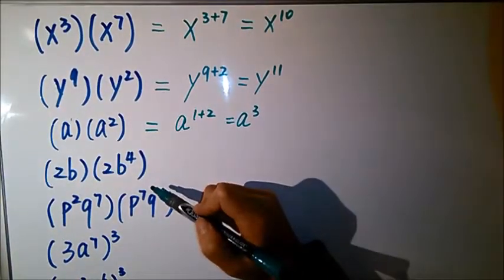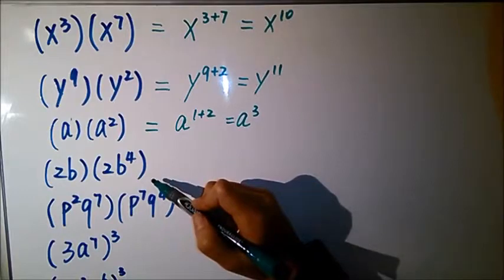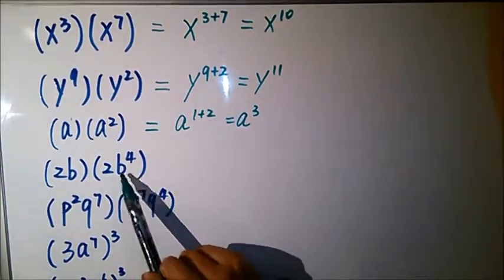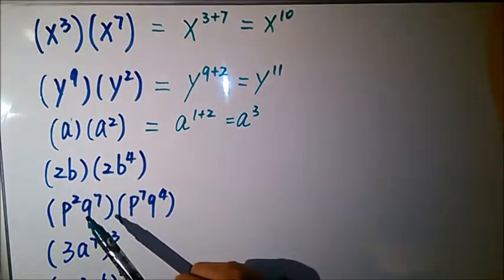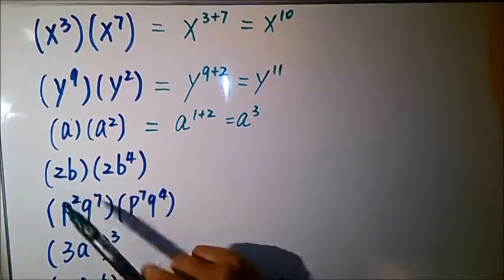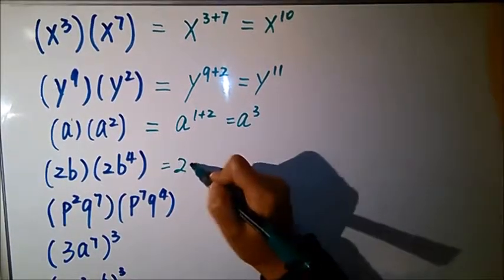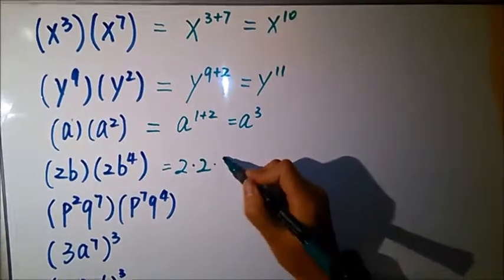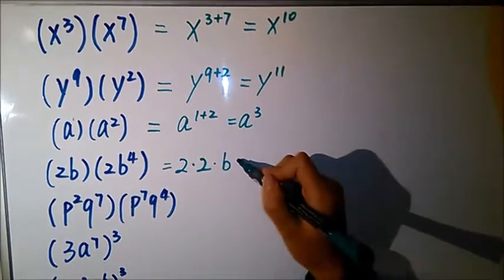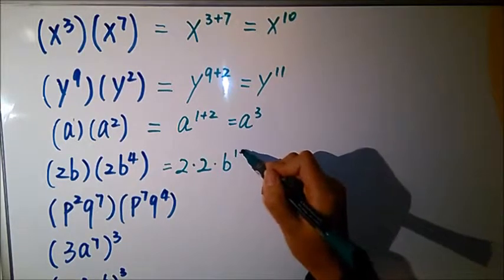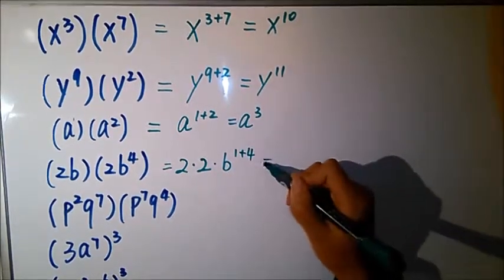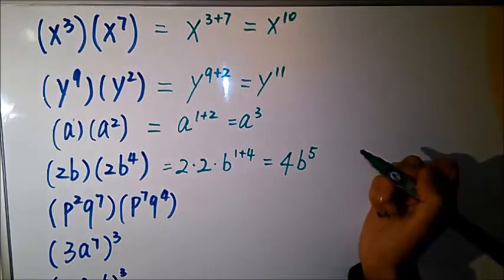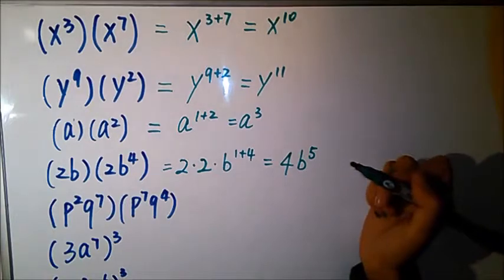And 2b to the invisible 1 power times 2b to the 4th power. We have the same species, b's, right? So we will multiply 2 times 2. It would be equal to 4. And b times b to the power of 1 plus 4. Okay, and that will be equal to 2 times 2 is 4. B to the 1 plus 4. 1 plus 4 is 5. 5th power. Good. Next one.